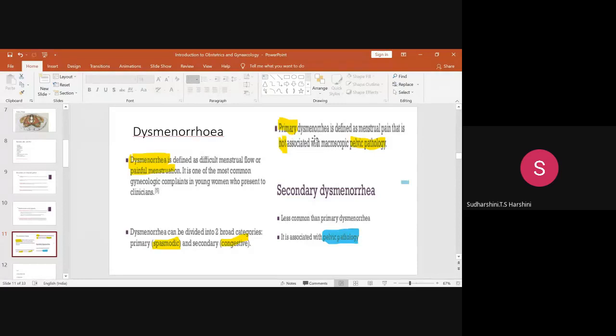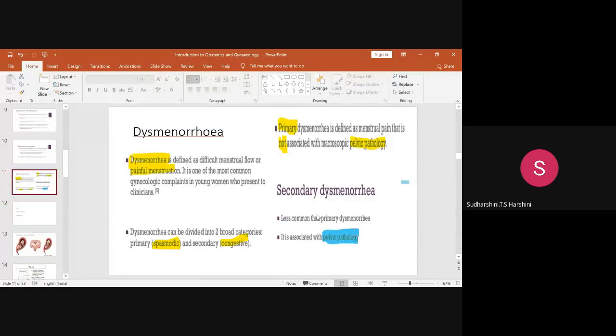Primary dysmenorrhea means it is not associated with obvious pelvic pathology. Secondary dysmenorrhea means it is associated with pelvic pathology. It means the pain is because of some pathology in the uterus, which may be a fibroid or adenomyosis or endometriosis or an intrauterine polyp, anything. Or just pelvic inflammatory disease. So some pathology is there, and you call it secondary dysmenorrhea.